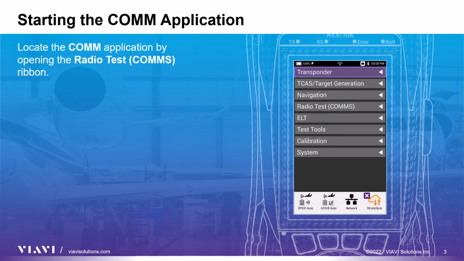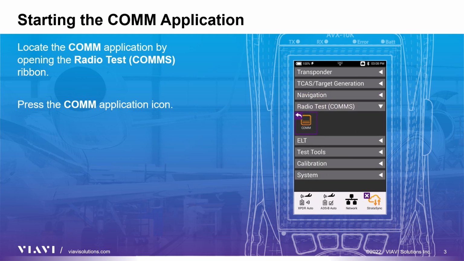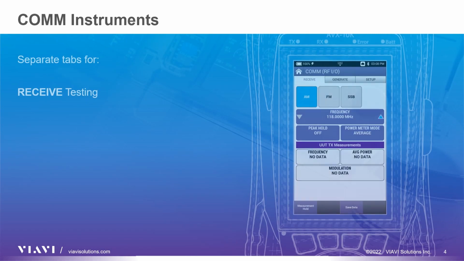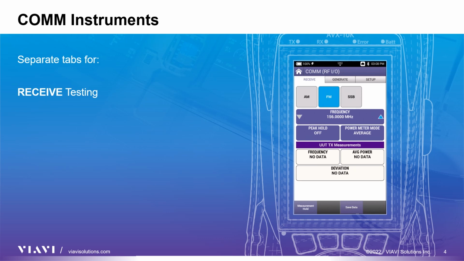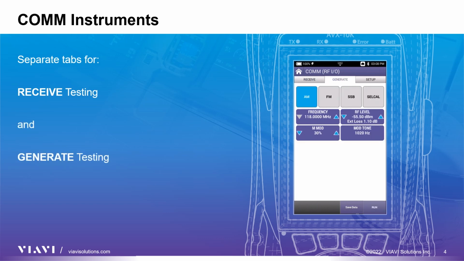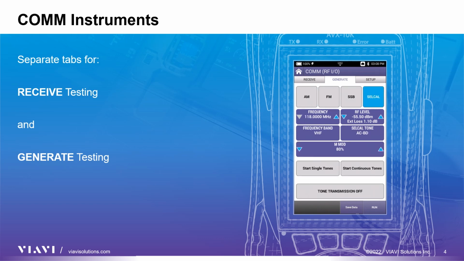After turning on your test set, open the Radio Test COM ribbon and select the COM application. Before we look at the setup page, let's briefly discuss the COM instruments. Within the COM application, the tabs provide for testing either the receive side or the transmit side of the avionics. These are broken down into AM, FM, and single sideband for the receive tab, and AM, FM, single sideband, and selective calling for the generate tab.